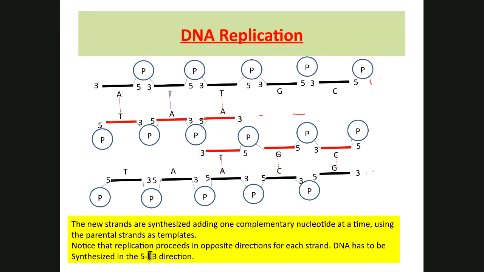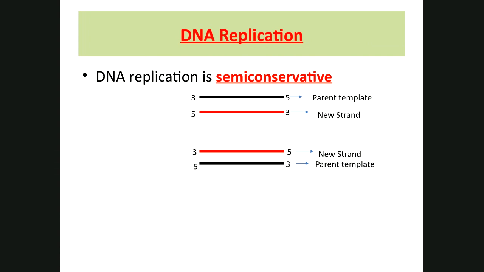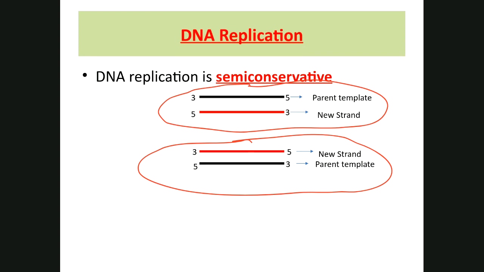When we have the two strands finished, each of the two strands is going to have a parental strand and a new strand, so that each daughter cell will take with it a copy of the parental strand and a newly replicated complementary strand. This form of replication is called semi-conservative, meaning that the new strands have one old and one new strand.